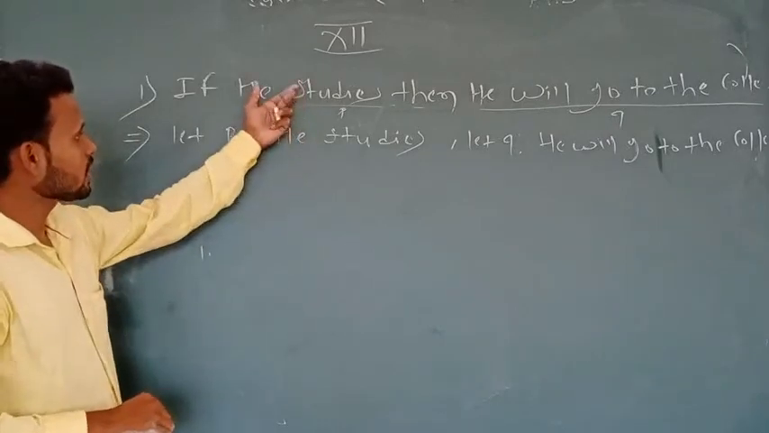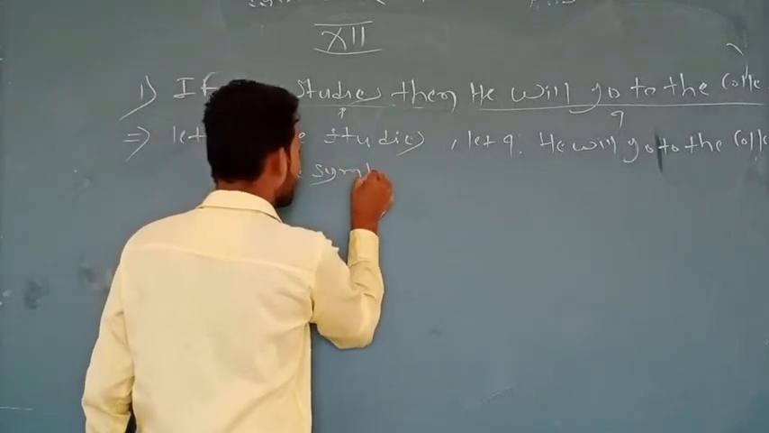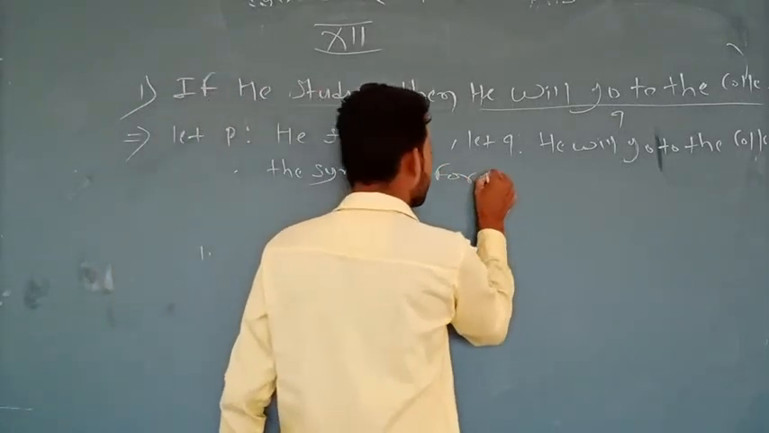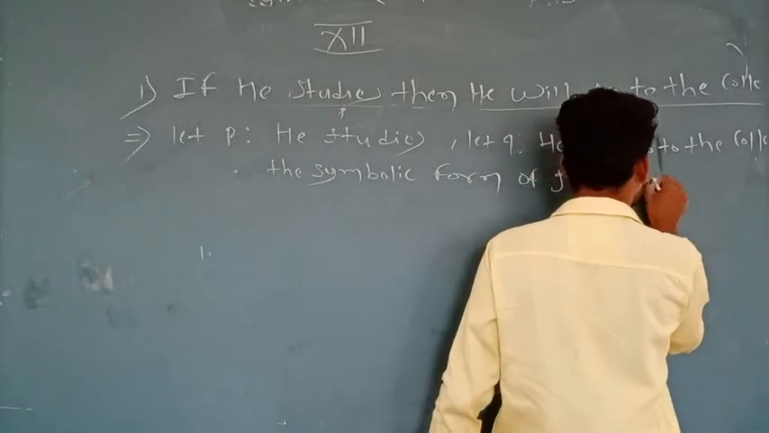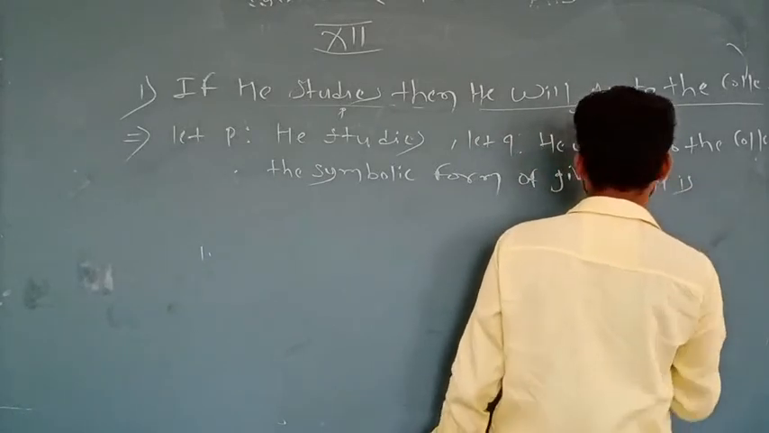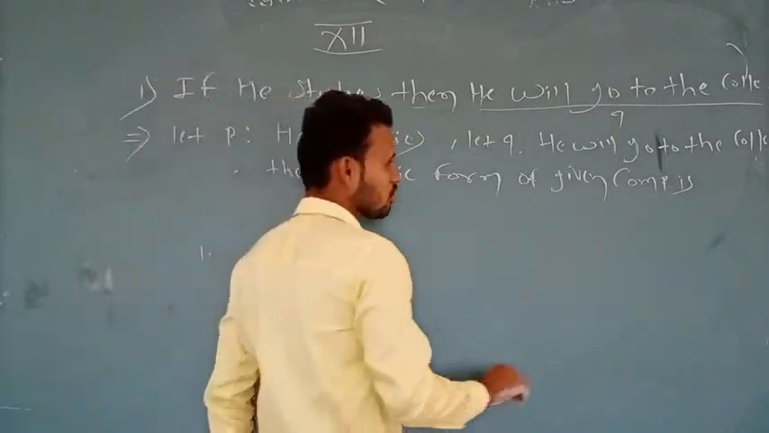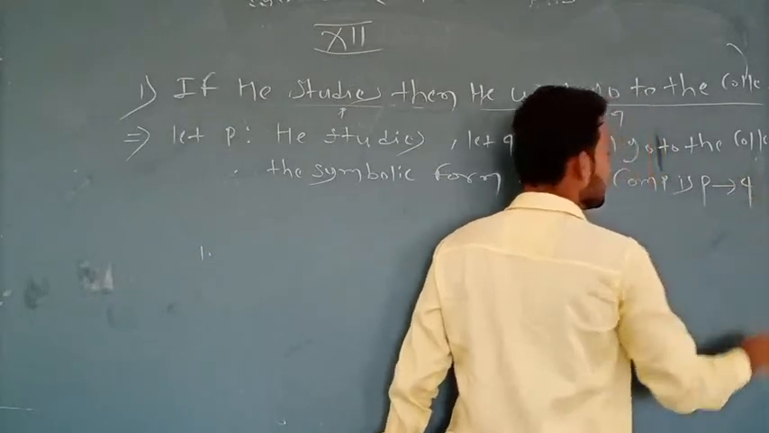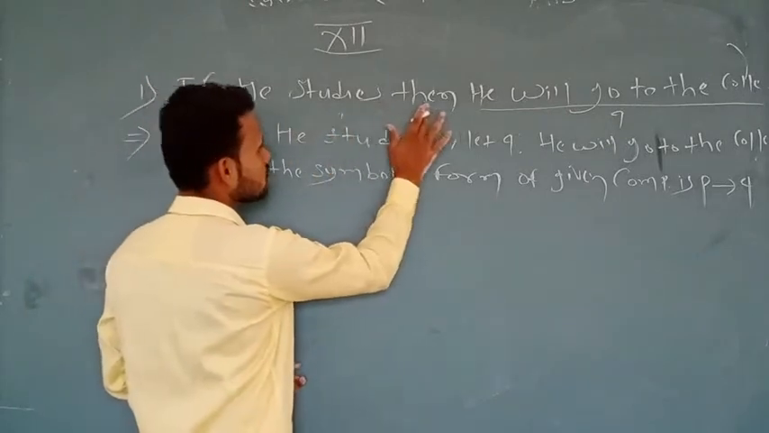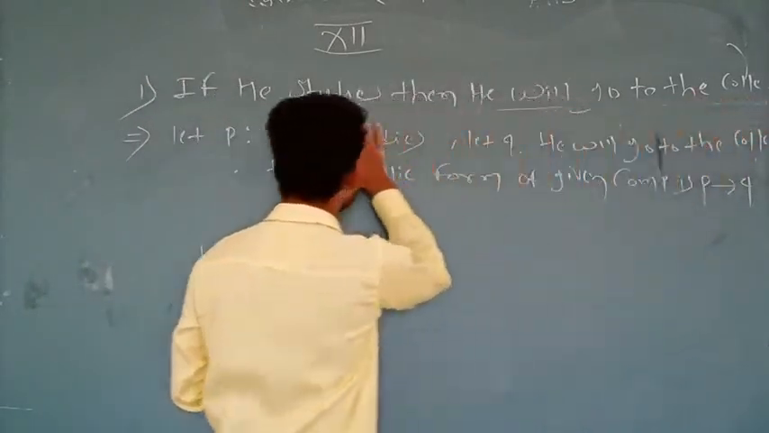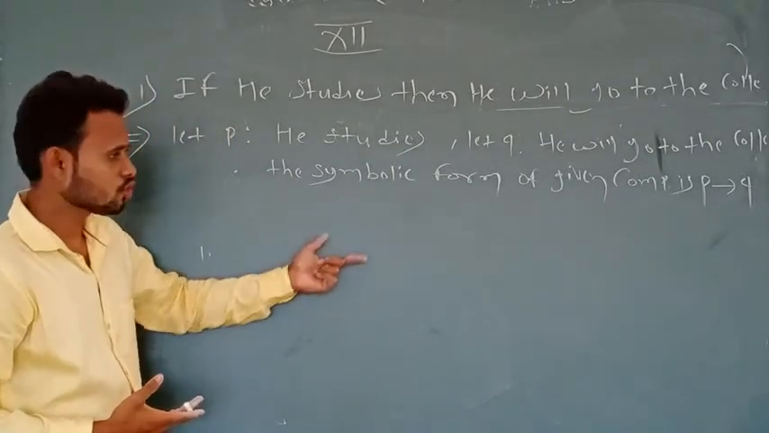Therefore the symbolic form of the given compound statement, if P then Q, means it is conditional. Therefore we can write the symbolic form as P implies Q, which is the required symbolic form of the given statement. Now we have the symbolic form. Therefore now take the converse, inverse and contrapositive of that.